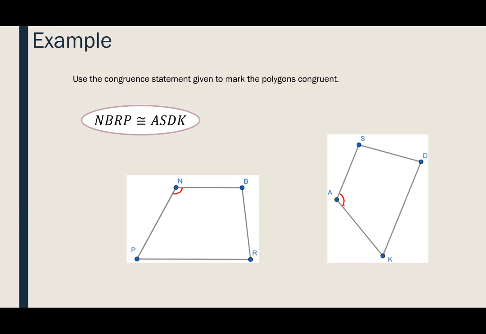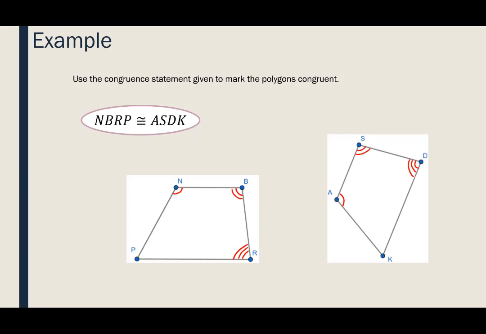Keep going in order. My next angle is B. Give him 2 arcs. And I see he's in the same spot of the congruent statement as angle S, the second position. Next up would be R. 3 arcs for him. And then D is in the same spot, third or second to last. He'll also get 3 arcs.